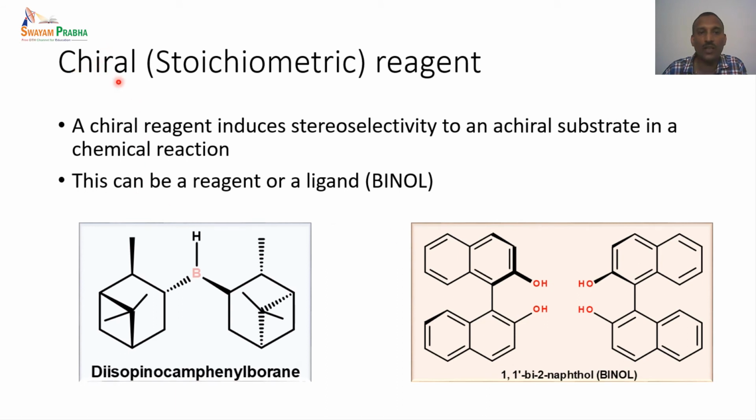The next one is a chiral reagent. In this particular case, we will be looking at stoichiometric reagents. That means we are not talking about a catalyst, we are talking about a reagent. Here a chiral reagent basically induces stereoselectivity in achiral substrates in a chemical reaction. We have already seen earlier that an achiral system cannot give a chiral product if no chiral induction or chiral reagents are used in that reaction.